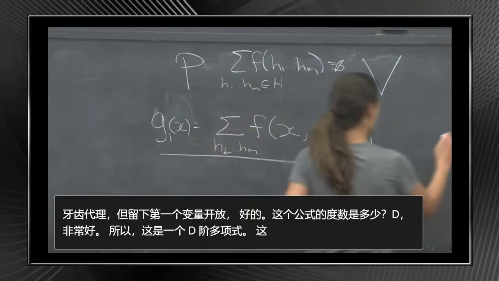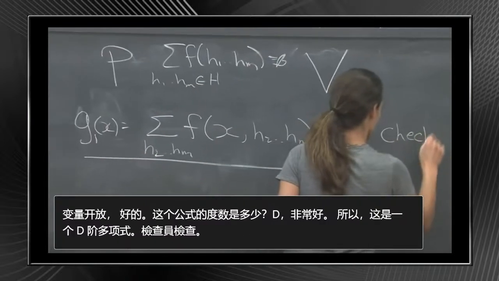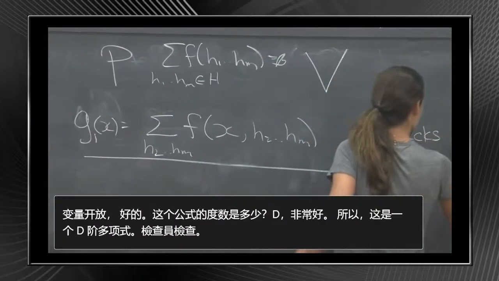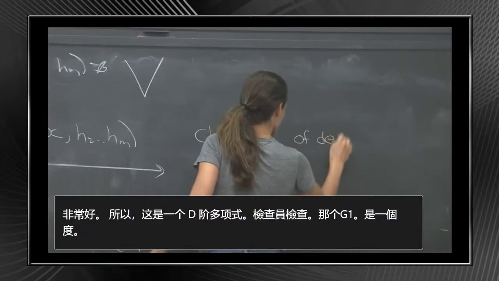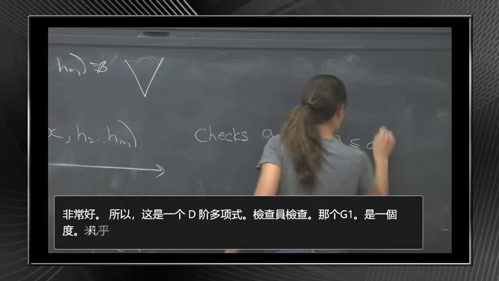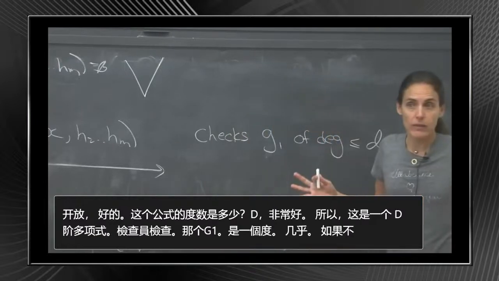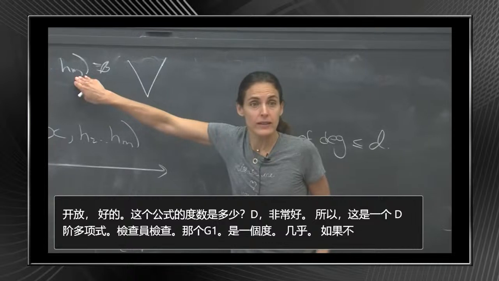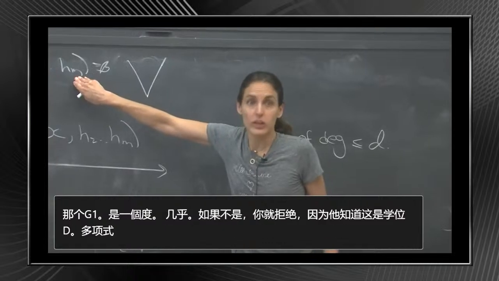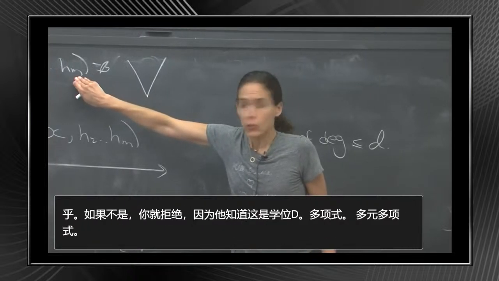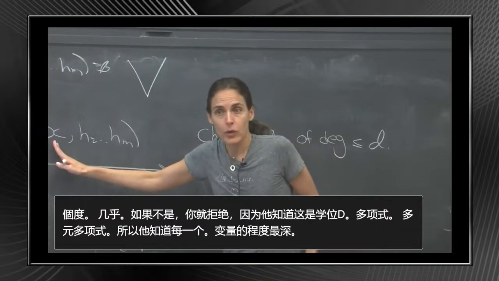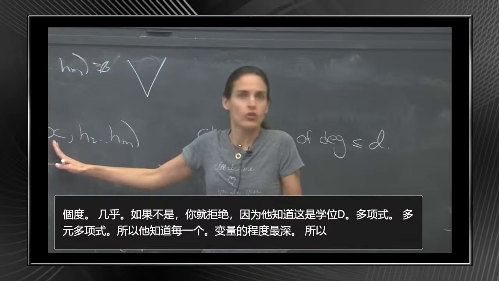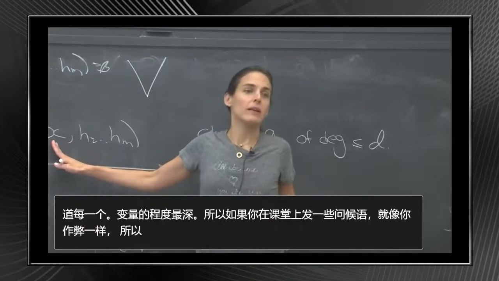The verifier checks that g1 is of degree at most d. If not, he rejects, because he knows that this is a degree d multivariate polynomial. So he knows that each variable is of degree at most d. So if you send him something that's not degree d, he's like, you're cheating here. So he's going to immediately reject you.